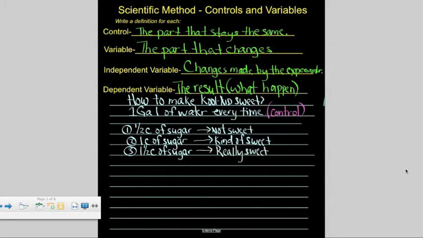Now, looking at all of these trials, let's decide what the variables are. Variables, what's changing. So we're changing the amount of sugar that we're using, and the sweetness of the Kool-Aid also changes. So now I'll pause the tape and identify what the independent variables are and the dependent variables are.